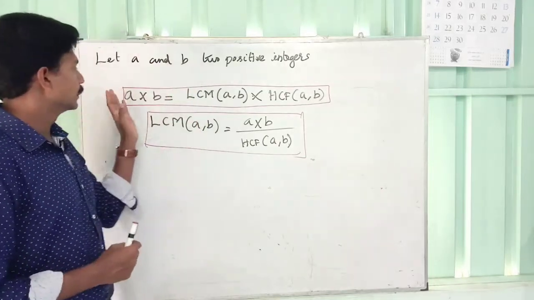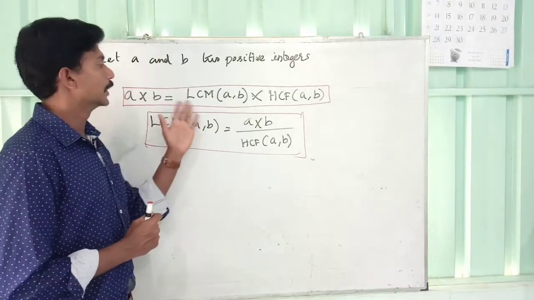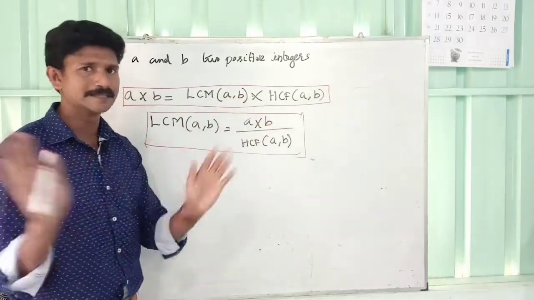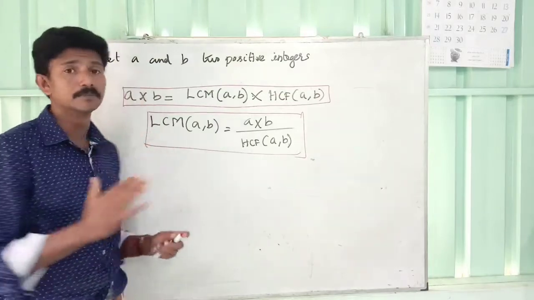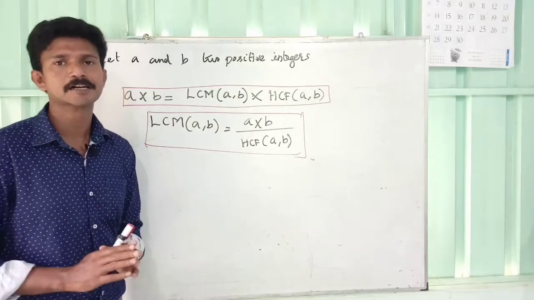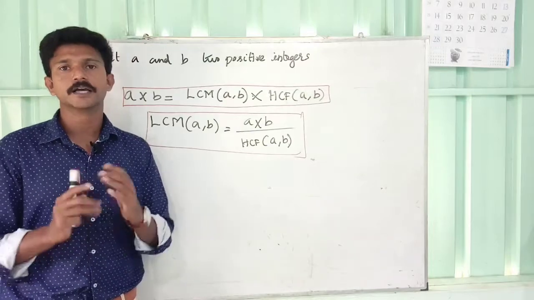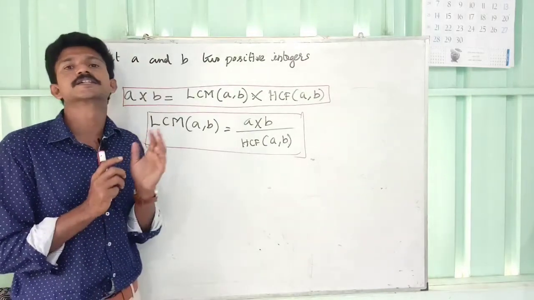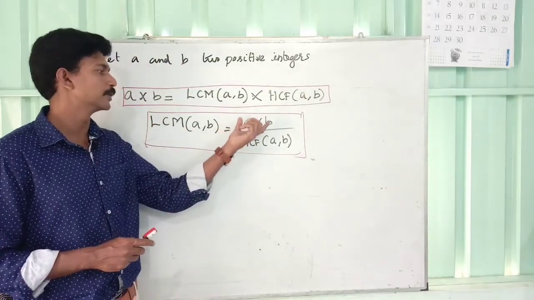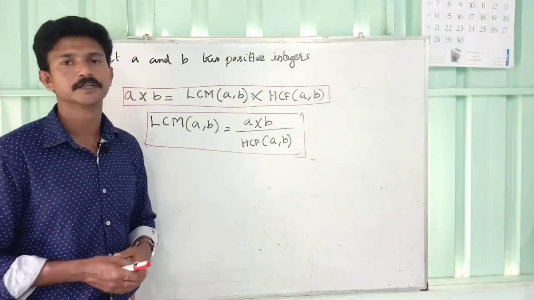When you multiply those two numbers, A into B is equal to the LCM of A and B, into the HCF. So very simple. The product of two numbers is equal to the product of their LCM and HCF. Is it clear? It's a very easy one. Using this relation, we can find the LCM of two numbers: the product of the two numbers divided by the HCF. If we use it, we can find the LCM very easily.